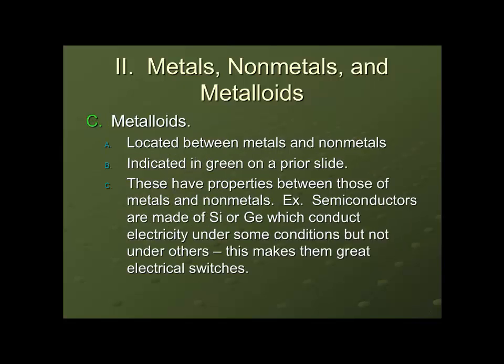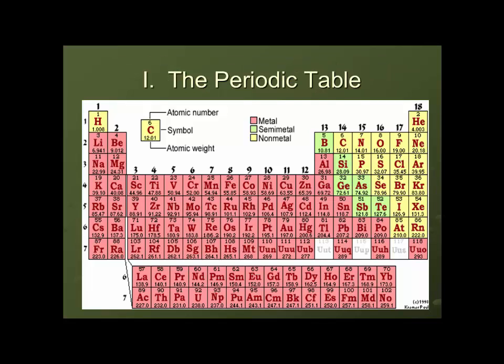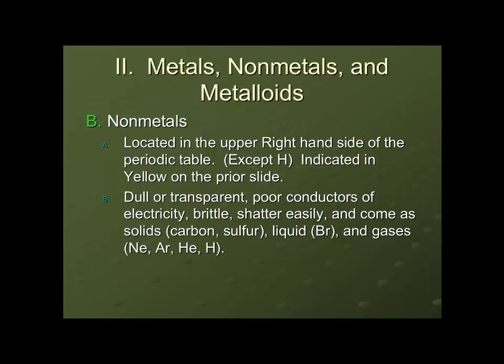And then we have our metalloids. The metalloids are located between the metals and the nonmetals, and they're indicated in green on our periodic table here. You'll see that there's a few of them there: boron, silicon, germanium. Usually people have heard of silicon more than anything because it is the less expensive between silicon and germanium, and so it's used with a lot of electrical things for computers.